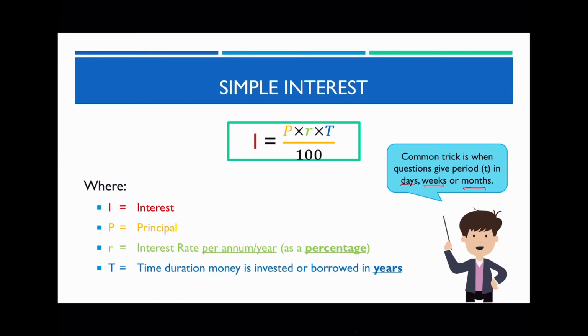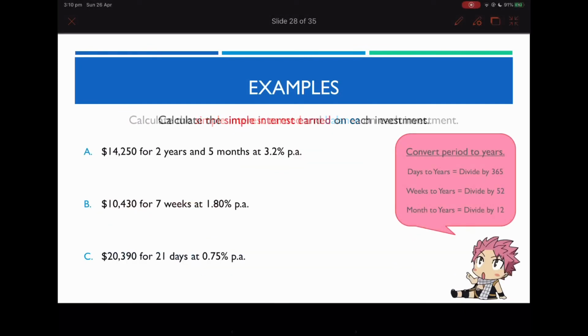as opposed to years. Now remember that your interest rate is always per annum, per year. So because they're giving time in this case other than years, they're giving it to you in days, weeks, or months, you need to convert that into years instead. Let's now look at some examples of where the time period is not given in years.